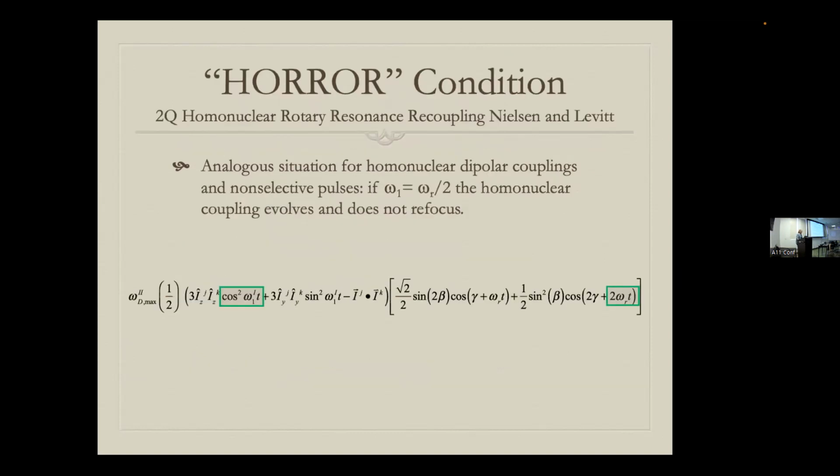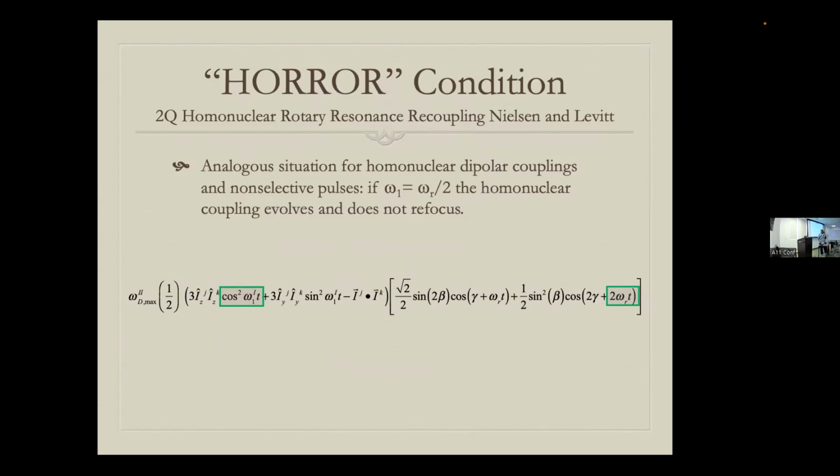And then there's something called the horror condition. That's an acronym from the Nielsen lab, Nielsen's lab. It refers to a situation where omega 1 is half of omega R, and you have homonuclear couplings, and they can evolve very strongly. So it isn't a great place to be, but I've seen that sometimes to avoid the CSA conditions, people go there, but you actually don't really want to be right on that.